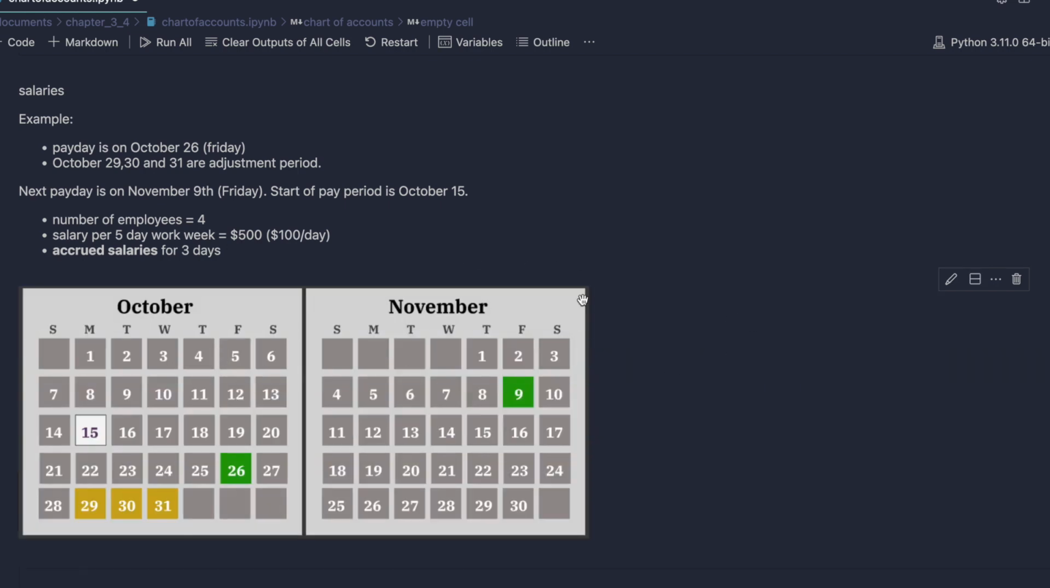Here's a calendar showing October, November. Start of pay period is on the 15th. Paydays are on October 26th and November 9th. Adjustment period we care about October 29th, 30th, 31st. The days between the periods that we need to account for are 16th to the 19th, 29th, 31st, as well as November 1st, 2nd, and 5th to the 8th. That is 13 days. Let's create a function to calculate.